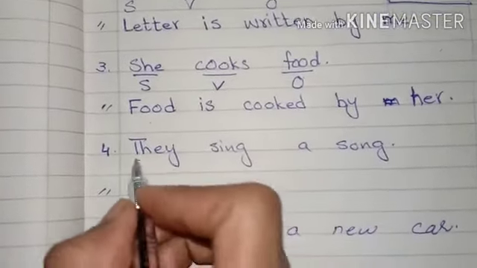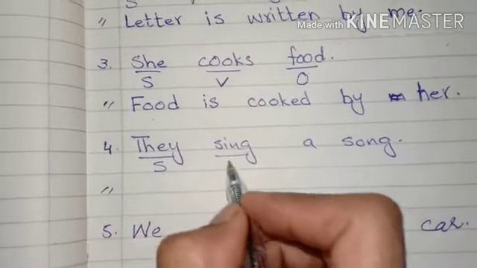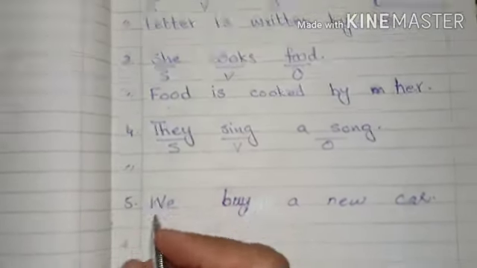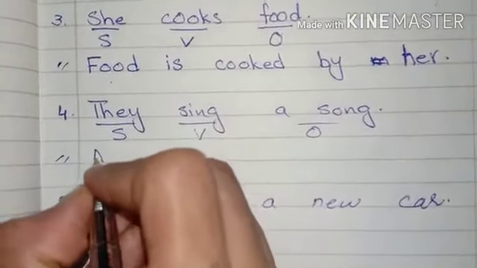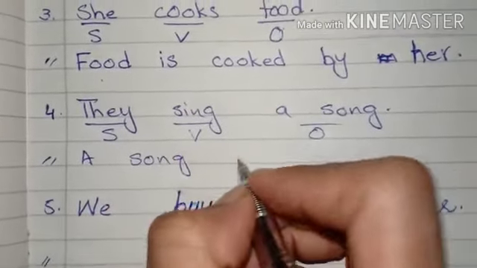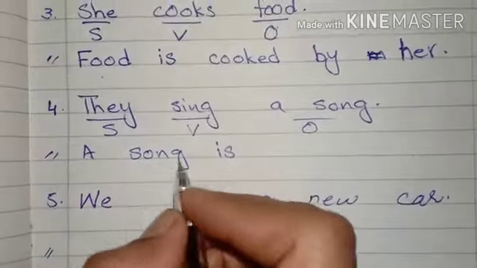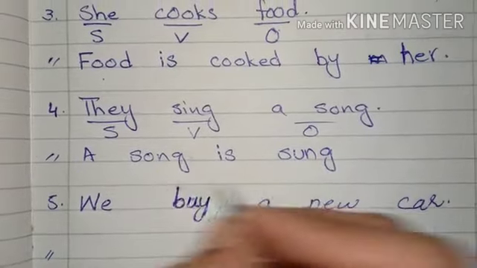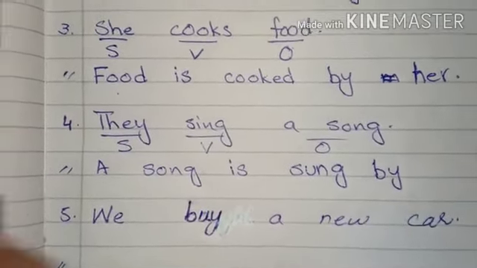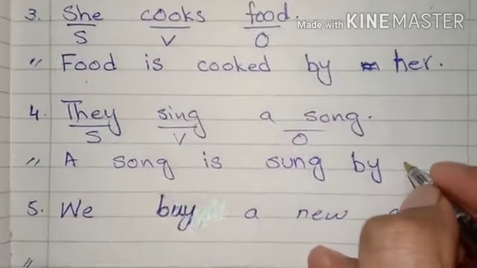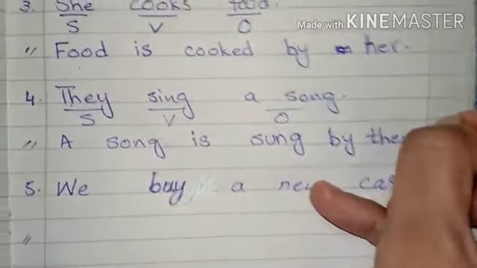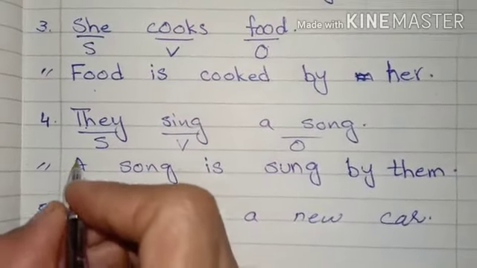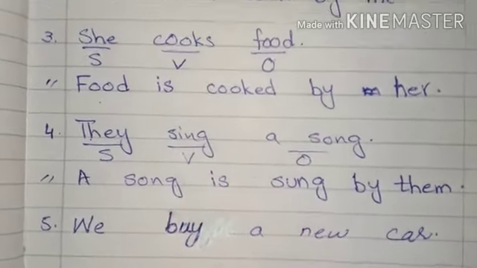In the next sentence, they is subject, sing is verb, song is object. In this way we have to change this sentence into passive voice. A song, helping verb according to the tense or subject is. A song is third form of verb, sung. Use of preposition by, and they is a pronoun, it is changed into them. A song is sung by them. In this way we change it into passive voice.